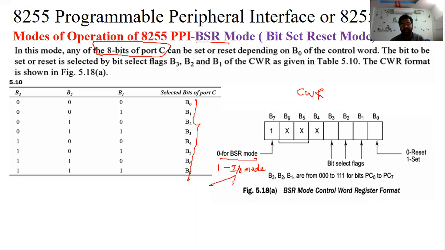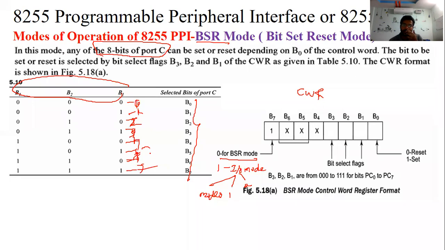In this again there are 3 different modes: mode 0, mode 1, and mode 2. It is 0 for BSR mode. If it is 1, this is the input output mode: mode 0, mode 1, and mode 2. The remaining bits are B0, B1, B2. Now see the operation of these bits: this is 0, 1, 2, 3, 4, 5, 6, 7.